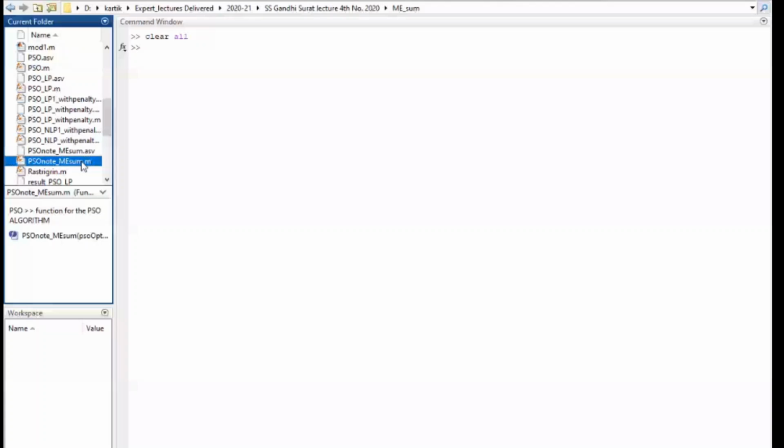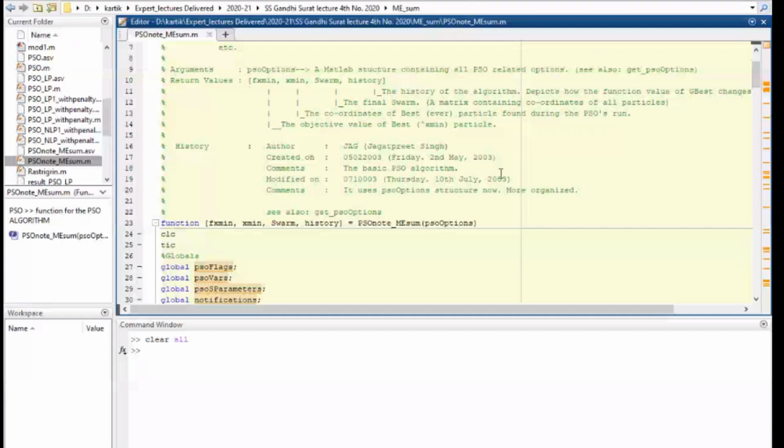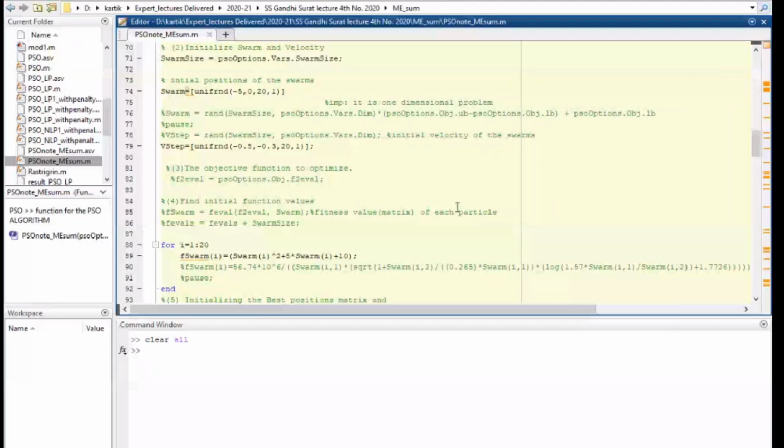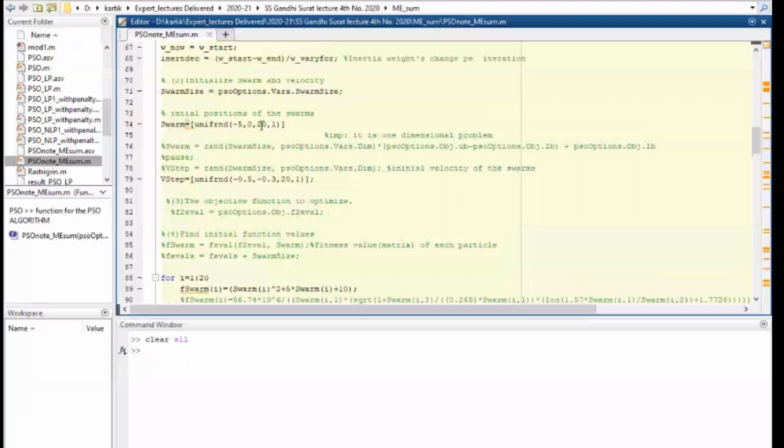Okay, so this is the sum in which we want to minimize f of x is equal to x squared plus 5x plus 10. This is the MATLAB code. I have initialized the swarm. I had considered the 10 particles. I had taken the range from -5 to 0. Initialize the velocity, right? So now I run this problem.